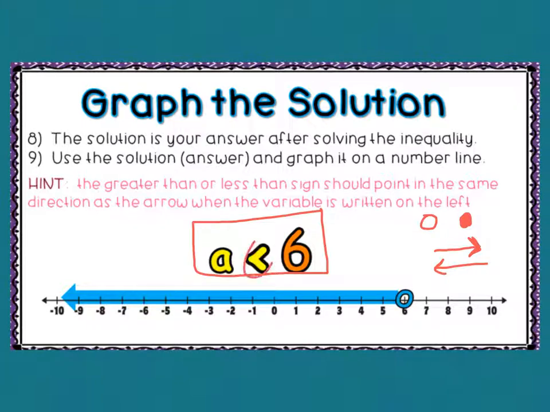So it's going to be an open circle. So an open circle on 6. And which way is my inequality pointing? It's pointing to the left. So that's why my arrow is pointing to the left.